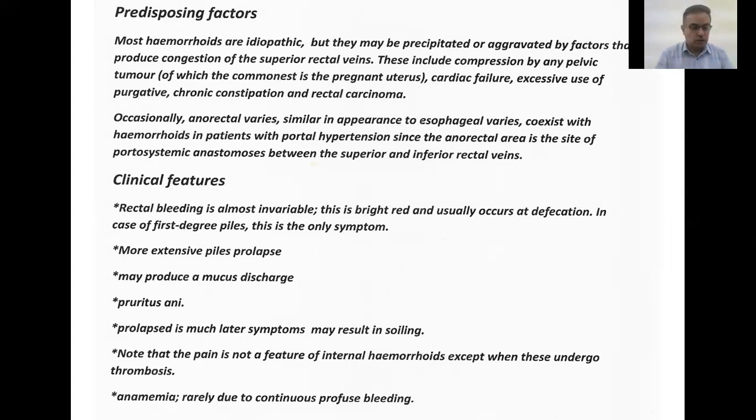Regarding clinical features of hemorrhoids, rectal bleeding is the most important. It is bright red and usually occurs at defecation. This is the important symptom of hemorrhoids. In case of first degree piles, this is the only symptom. The second is prolapse. More extensive prolapse may produce mucus discharge and pruritus ani. Prolapse is a much later symptom and may result in soiling and mucus discharge.